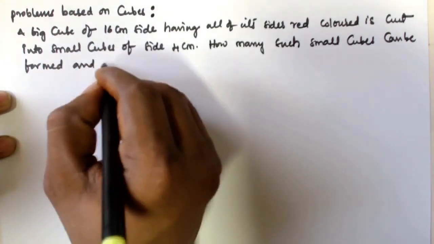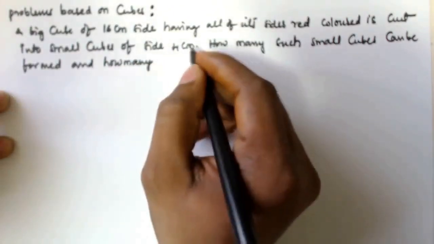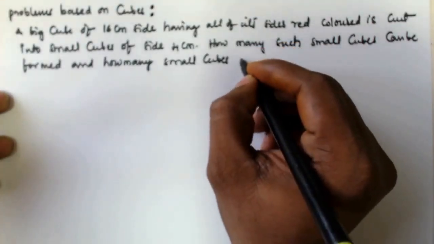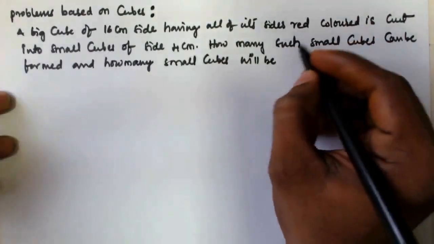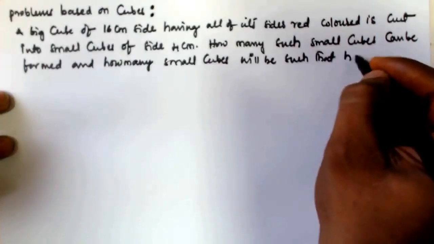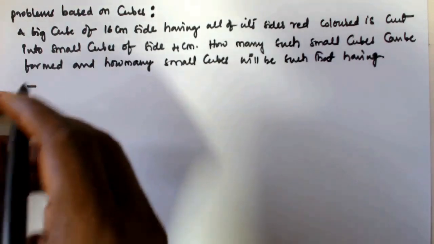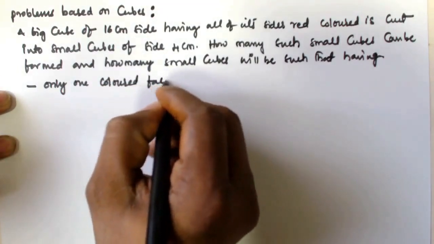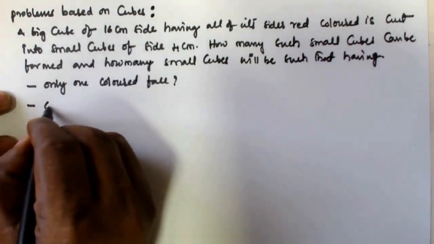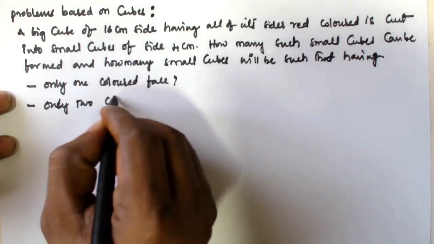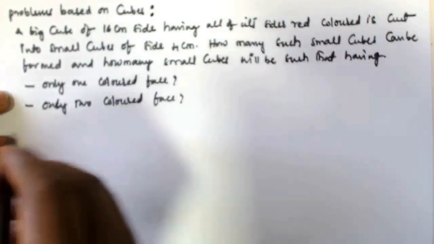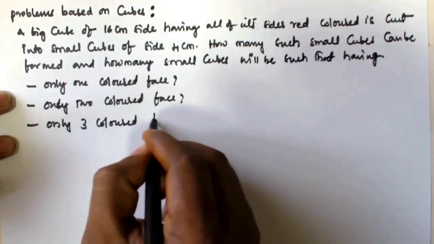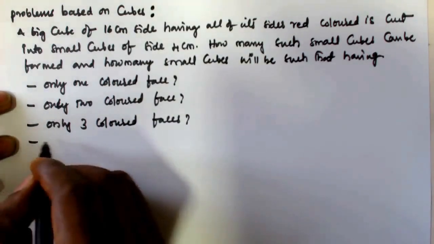and how many small cubes will be such that having the first one is only one colored face, and second one is only two colored face, and third one is only three colored faces, and then next one is no colored faces, right?